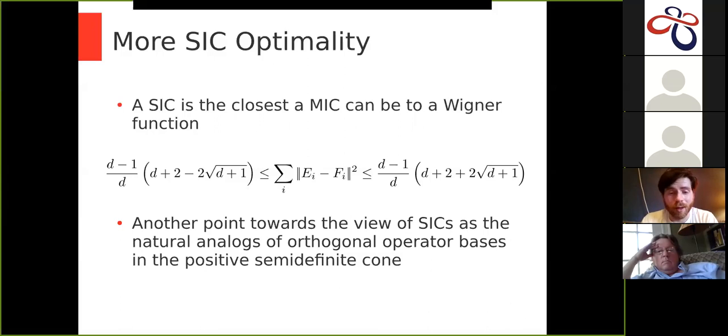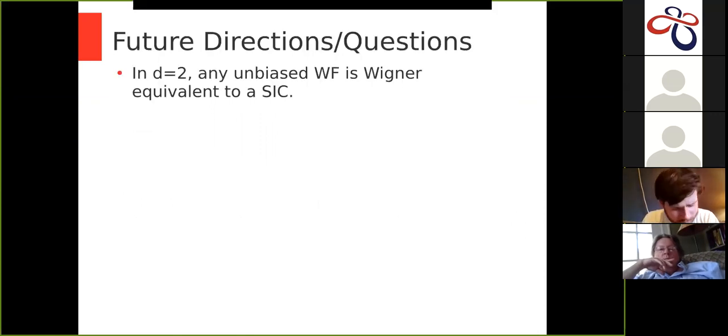Another point, basically this extremality is another point towards the view of SICs as the natural analogs of orthogonal operator bases, which actually fit into the positive semidefinite cone. So you can't have orthogonality, but you can get just exactly this close. Okay, so to finish, just to note, maybe some applied directions to go in.